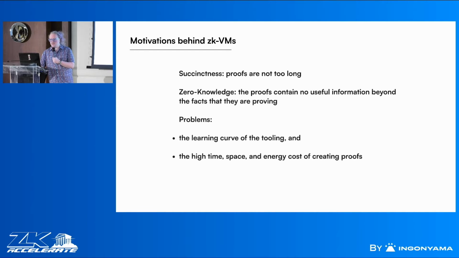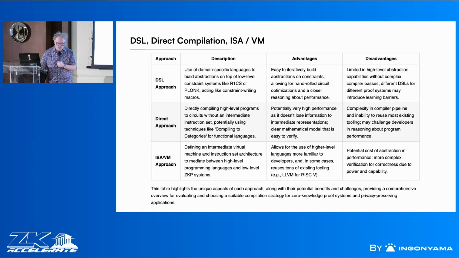So a VM needs to be a ZK circuit that is universal, so it can prove succinctly and in zero knowledge the result of an arbitrary computer program. So the first question is, what does it mean to be a computer program?